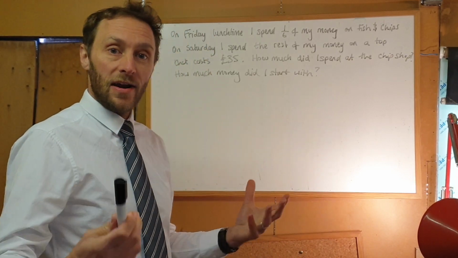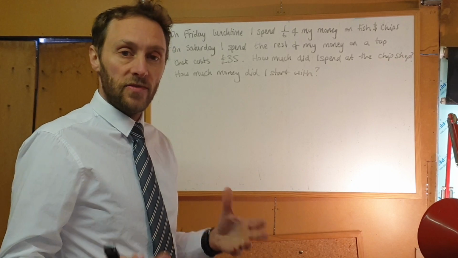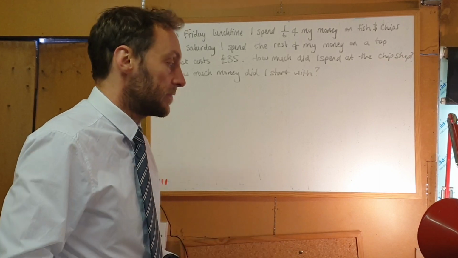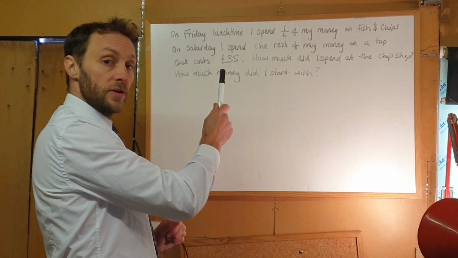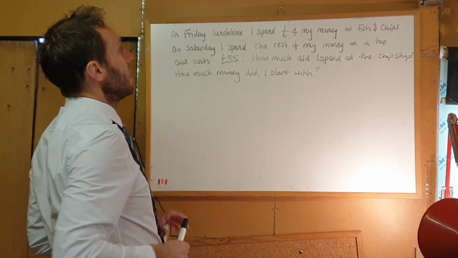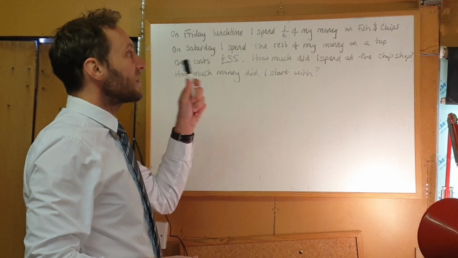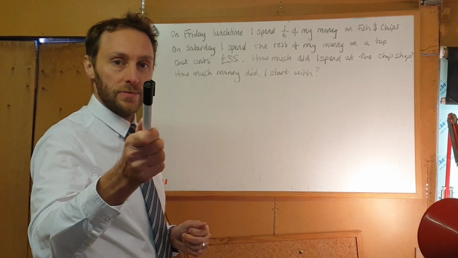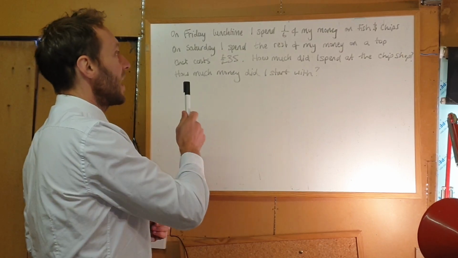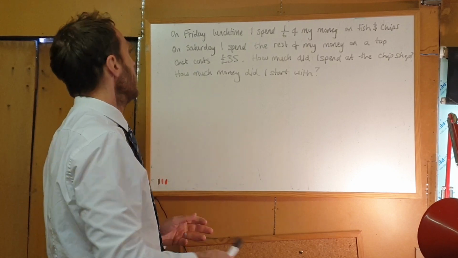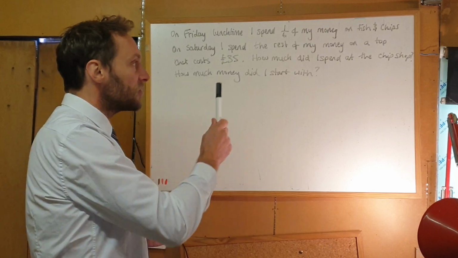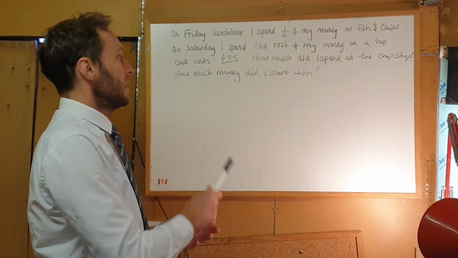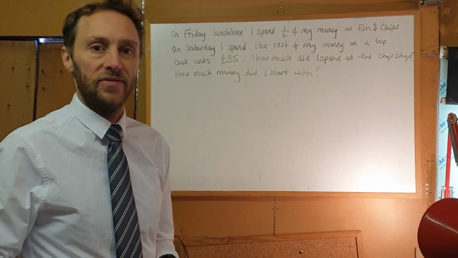Got a problem about fractions and applying fraction of amounts to problem solving. So I'm not sure if you can read this, but I'll read it out for you. On Friday lunchtime, I spend 1/6 of my money on fish and chips. On Saturday, I spend the rest of my money on a top that costs £35. How much did I spend at the chip shop and how much money did I start with?